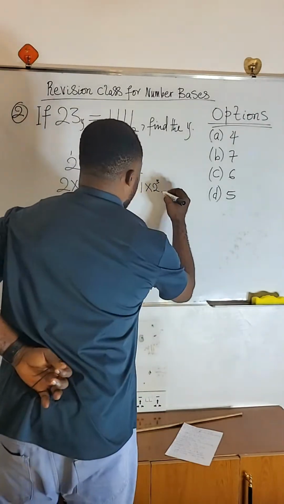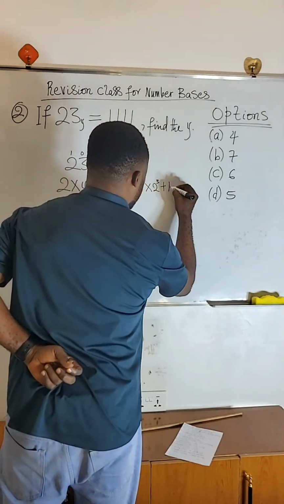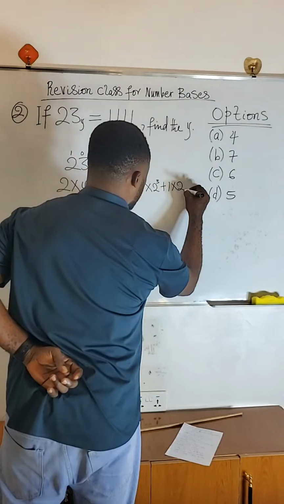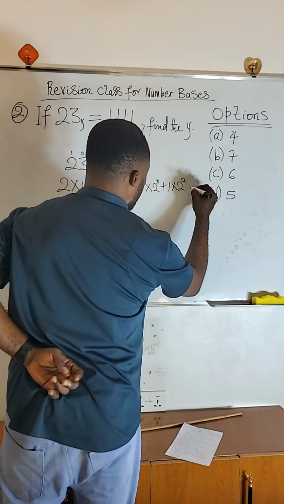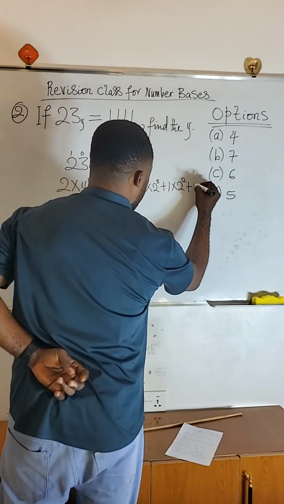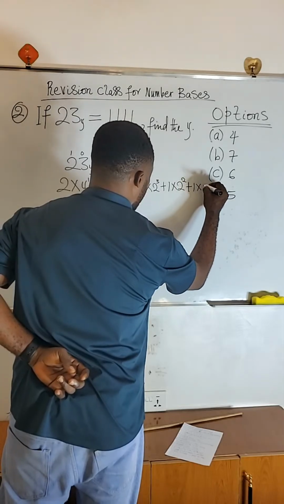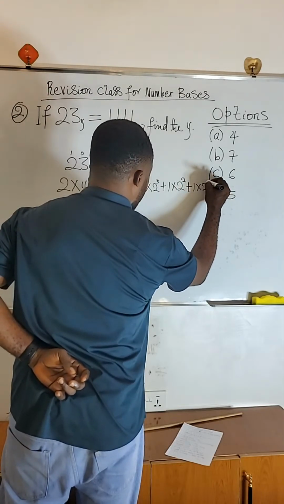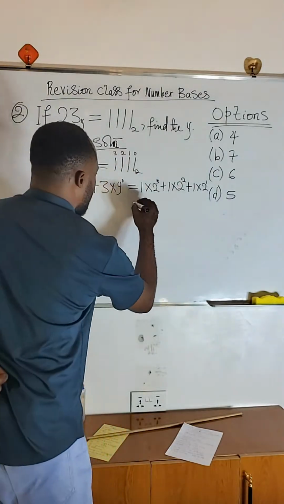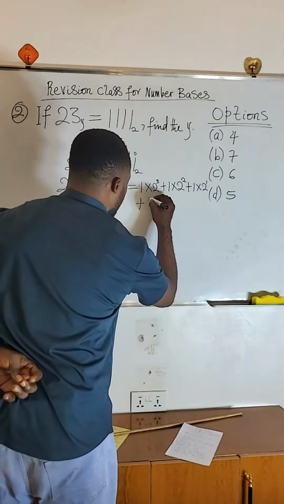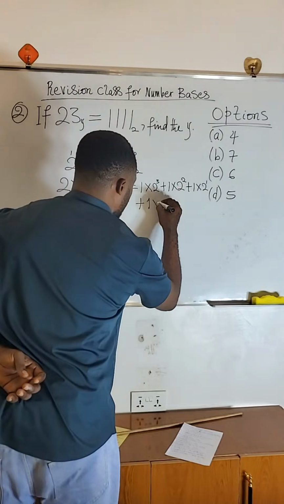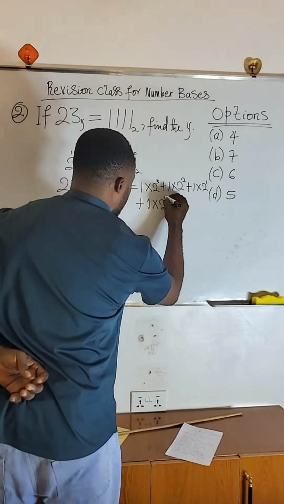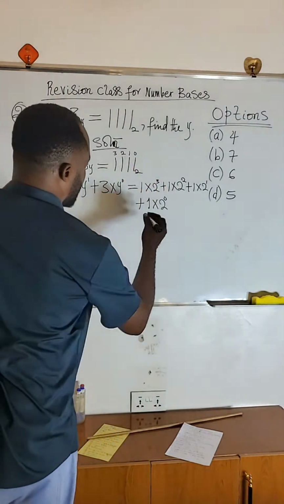Okay. The second one will be multiplied by the base, which is 2, and then raised to power 2. Plus the third digit will be multiplied by the base, and then raised to power 1. Plus the last digit will be multiplied by the base, and then raised to power 0. Okay.